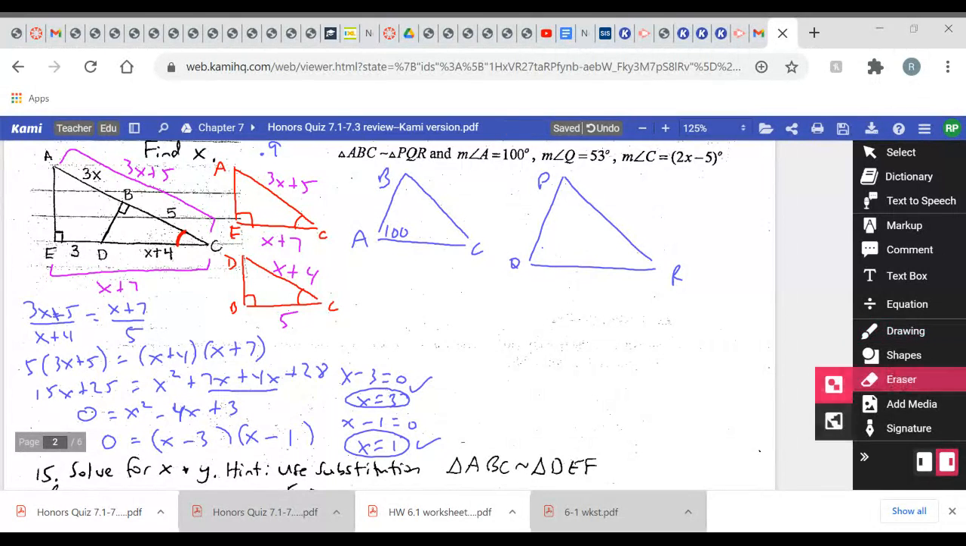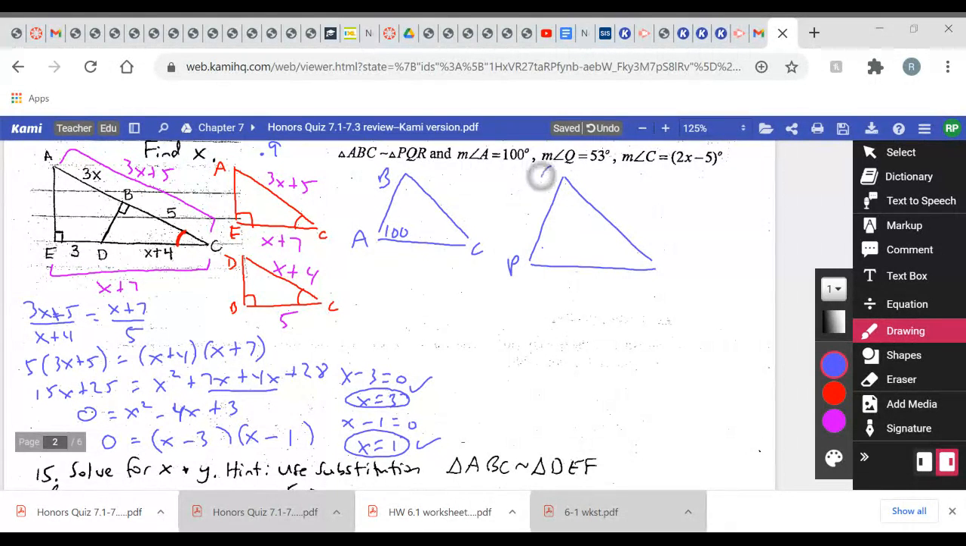I want to label these so they're oriented the same way. Since I started at the bottom and went A, to the top, B, and then C, I'm going to do the same thing over here. P at the bottom, Q at the top, R over here. So I can have them oriented the same way. They're telling me Q is 53, and they're telling me C is 2x minus 5.